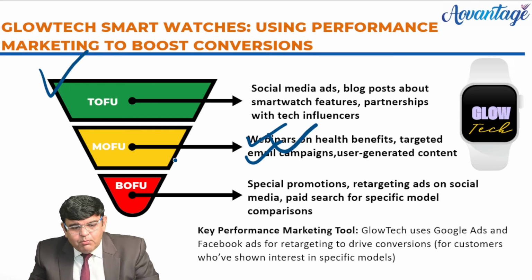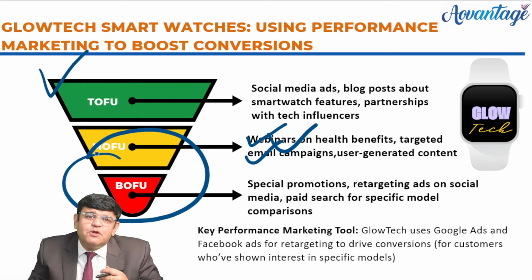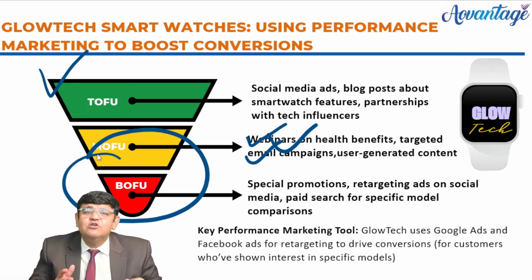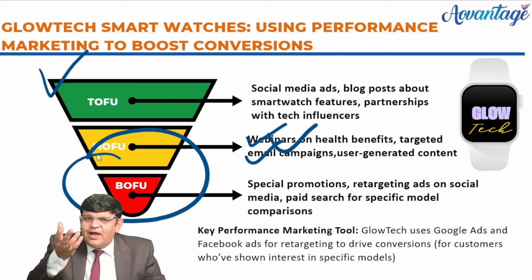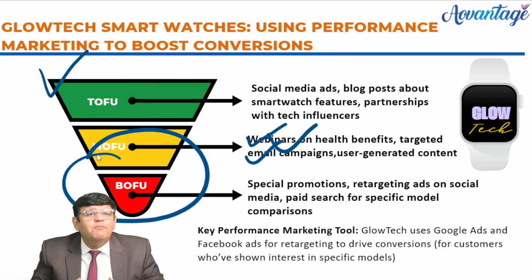Then you move to the bottom of the funnel, and that's where we are most keen on. You have special promotions using performance marketing. So what you could have is, GlowTech uses Google ads and Facebook ads for retargeting. These are ads that retarget customers who maybe visited the website, browsed around for this product. So you have that data with you. So you retarget using a Google ads campaign or a Facebook ads campaign, or maybe both.